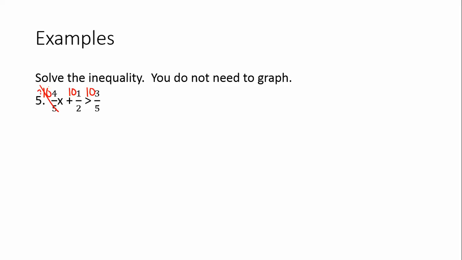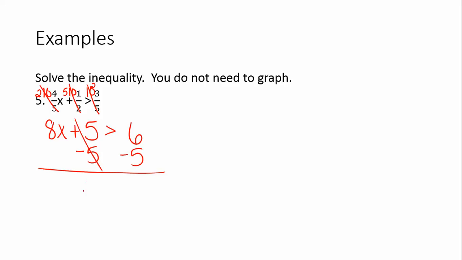Here those cancel. I'm left with a 2. 2 times 4 is 8, and don't forget the x. Plus, again, the 10 and the 2 reduce to a 5. 5 times 1 is 5. 5 and the 10 reduce again to a 2. 2 times 3 is 6. We want to subtract 5 from both sides. So we get 8x is greater than 1. Divide both sides by 8. x is greater than 1 over 8.